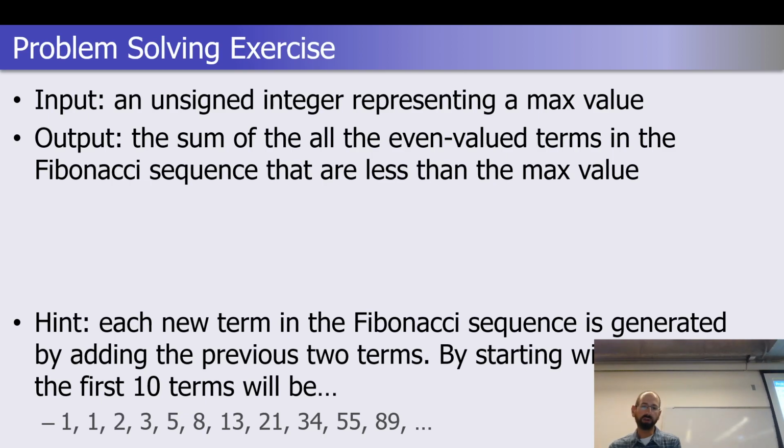So if you need to know the Fibonacci sequence, we generate a term. We start with the first two values being 1 and 1, or 0 and 1, but either way is fine. 1 and 1, and then the next term is equal to the sum of the previous two terms.